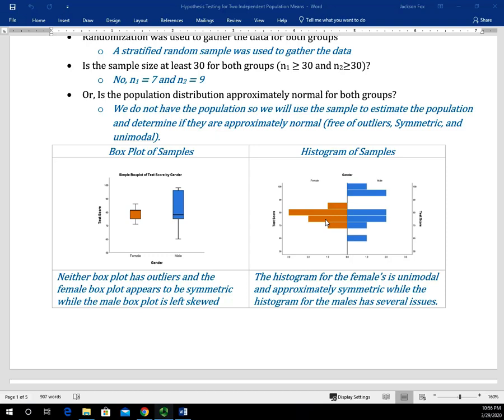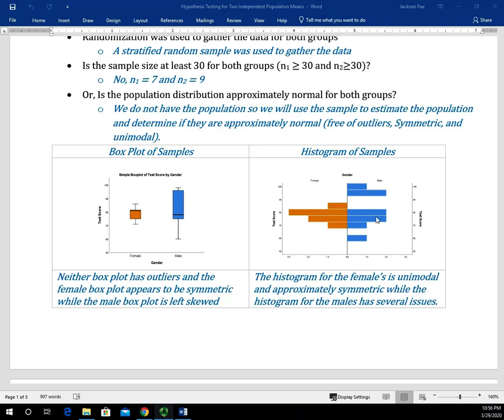But anyways, going back to this, when we look at the histograms for the test scores, we can see that the females appear to be unimodal, and I would say it's close to being symmetric in terms of the shape of the distribution for the females. However, with the males, it's really hard to tell because we've got these gaps in here, and gaps can be a little bit problematic with that, and part of that's probably because we have such a small sample size. The histogram doesn't represent that very well.